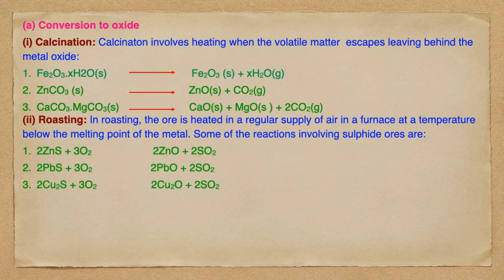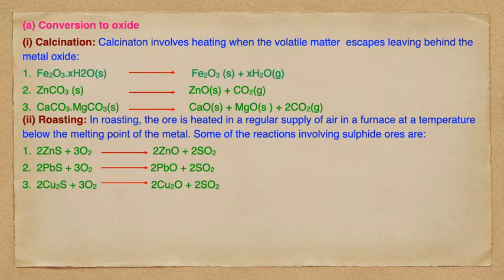And second one is the roasting. In roasting, the ore is heated in a regular supply of air in a furnace at a temperature below the melting point of the metal. Some of the reactions involving sulfide ores: sulfides are converted into oxides here. Sulfides of zinc, lead and copper are all converted into their oxides as shown in the equations.